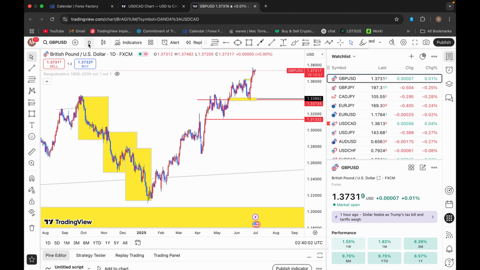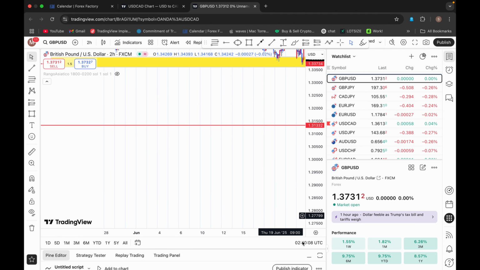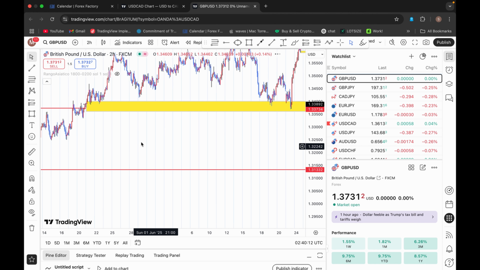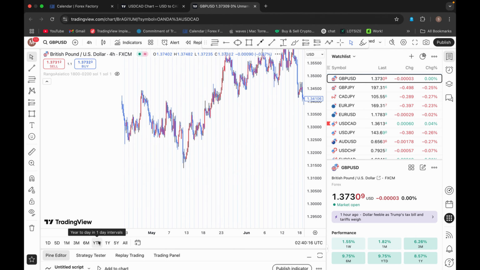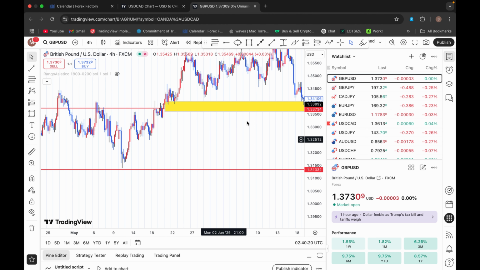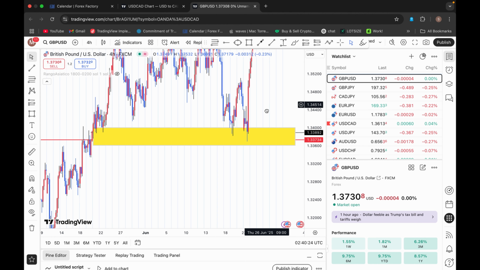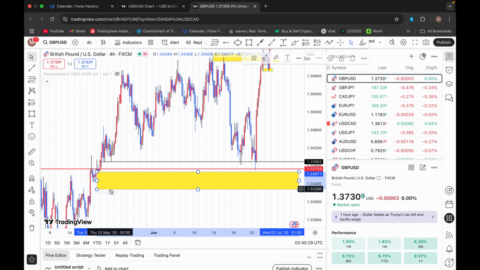Let's go down to the shorter time frames. I think we can use the 2-hour time frame. I want you to see something. Okay, I think we'll go to the H4, because remember, the demand has to be clear to see. It has to be very clear to see. So this is what we had here. Our demand area is actually down here.